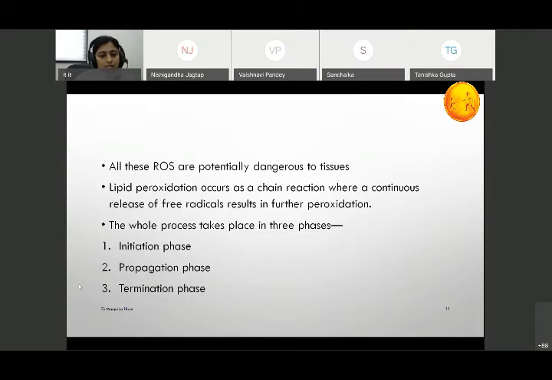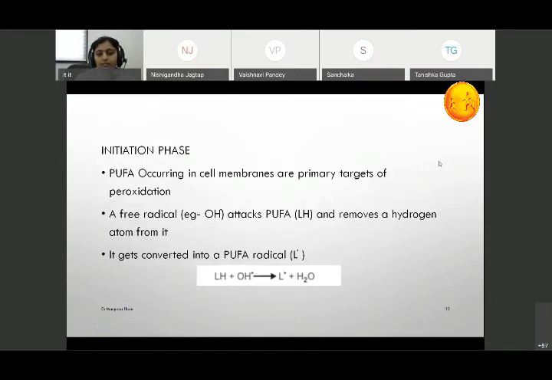First is the initiation phase, second is the propagation phase, and third is the termination phase. We'll start with the initiation phase. In the initiation phase, PUFA, that is polyunsaturated fatty acid, present in the cell membrane or plasma membrane, is the primary target of this peroxidation reaction. Whatever lipids are present in the plasma membrane are targeted.